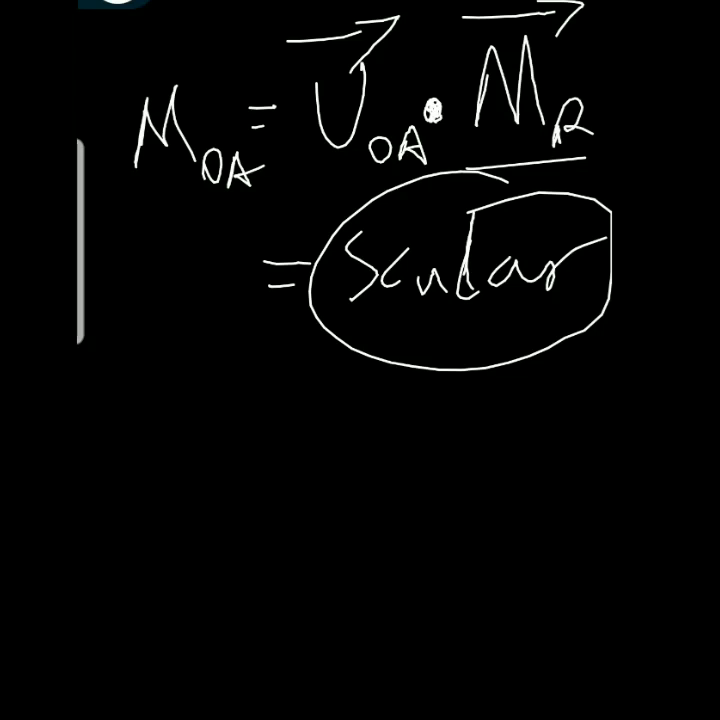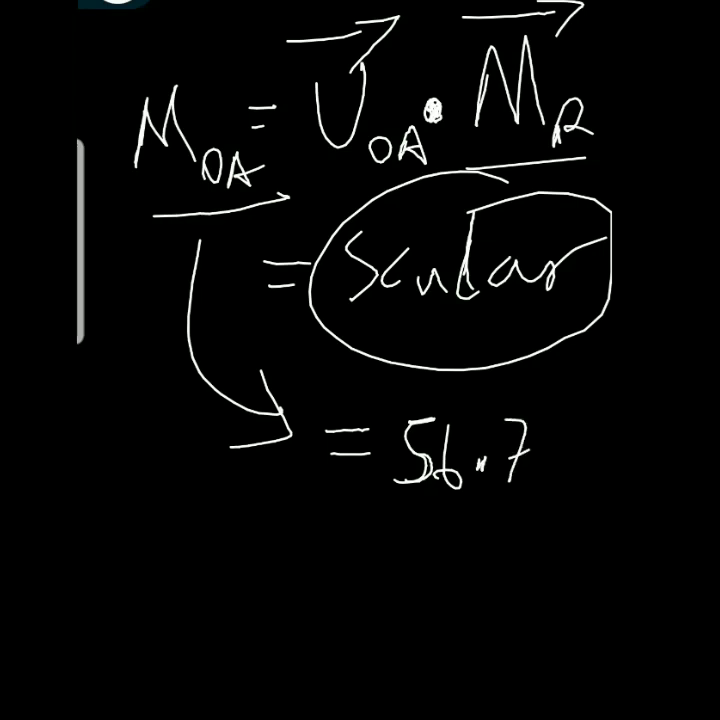By applying the dot product, your component of MR along OA will be equal to 5.67 Newton meter.